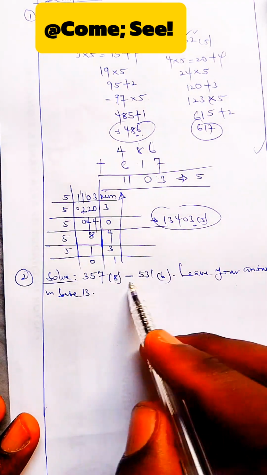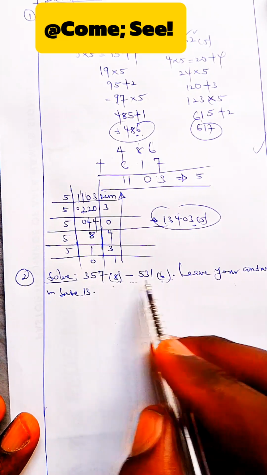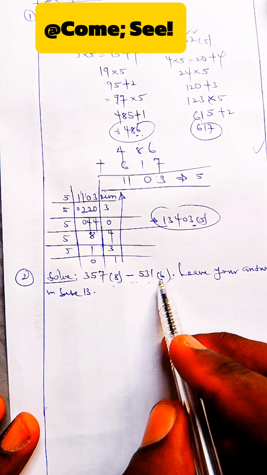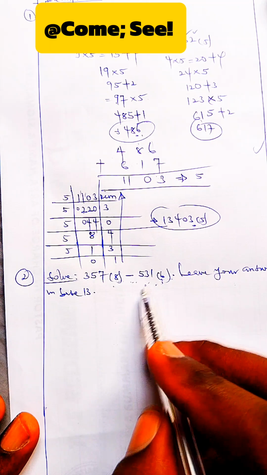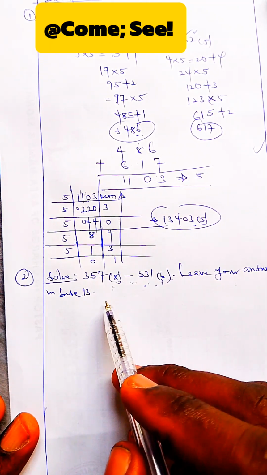As you can see, this looks like an enigma. We are working on numbers with two different bases. This 357 base 8 minus 531 base 6. They're different. So how do we go about this? How do we work on this? We can't use the direct method. So that's why this method is apt. It's the best fit method for this.